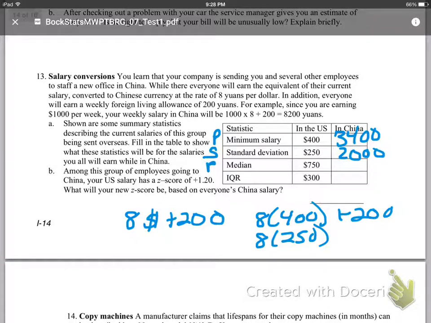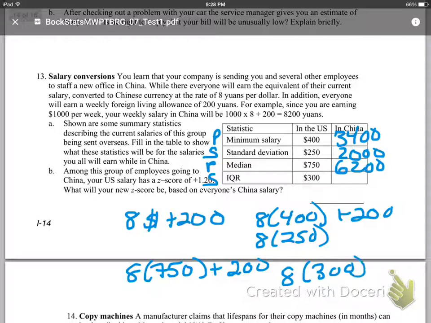Okay, median is a position. So this is going to be 8 times 750 plus 200, and I get 6,200. And IQR is a spread. And remember, for spread, all we do is multiply. So that's 8 times 300, and that's going to be 2,400. Okay? You got to remember that for spreads, we do not add and subtract. We just multiply and divide.